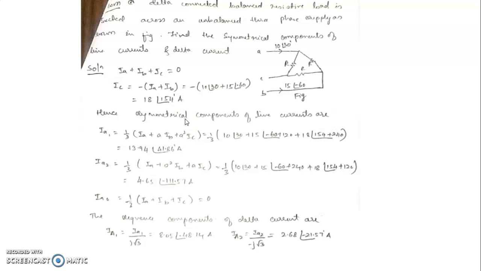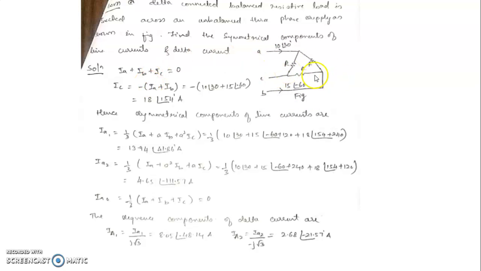So this is another problem. A delta connected balanced resistive load is connected across an unbalanced three-phase supply as shown in the figure. So this is a delta connected system. You have an unbalanced supply here. Find the symmetrical components of line currents and delta currents. What are the line current and delta current we need to know. Now the line currents IA and IB are already given, IC is not given.